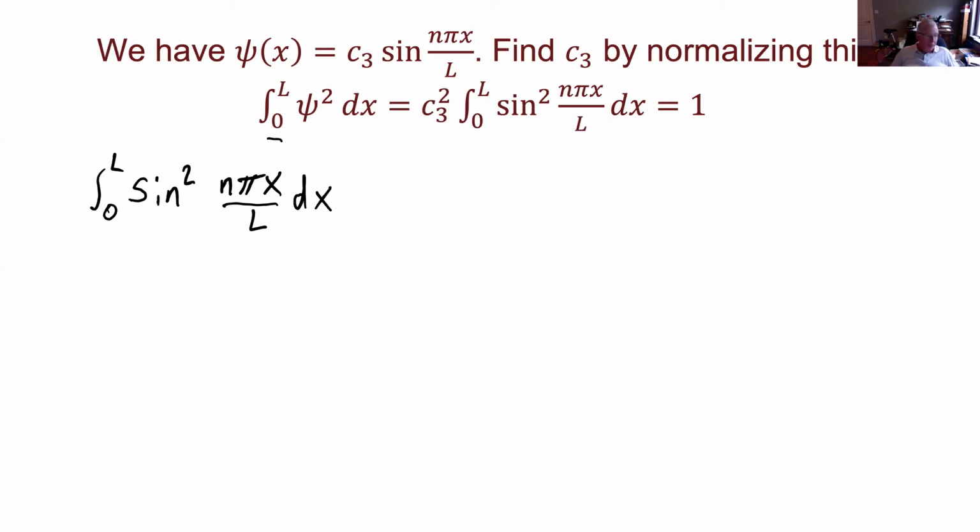I'd have to do what? U equals n pi x over L and change things to get the limit on things. So let's do that just this once, I suppose. If I say that U is equal to n pi x over L. I won't usually do these because we're not really here to do calculus, right? Du equals n pi over L dx.